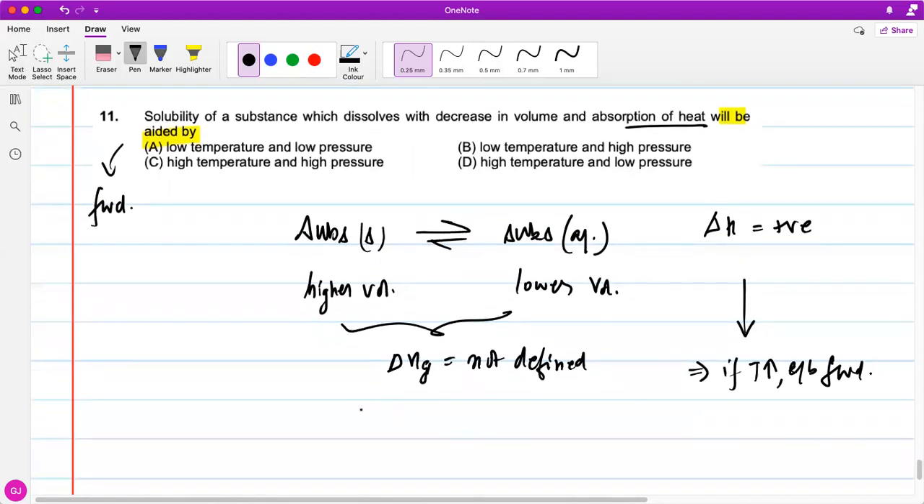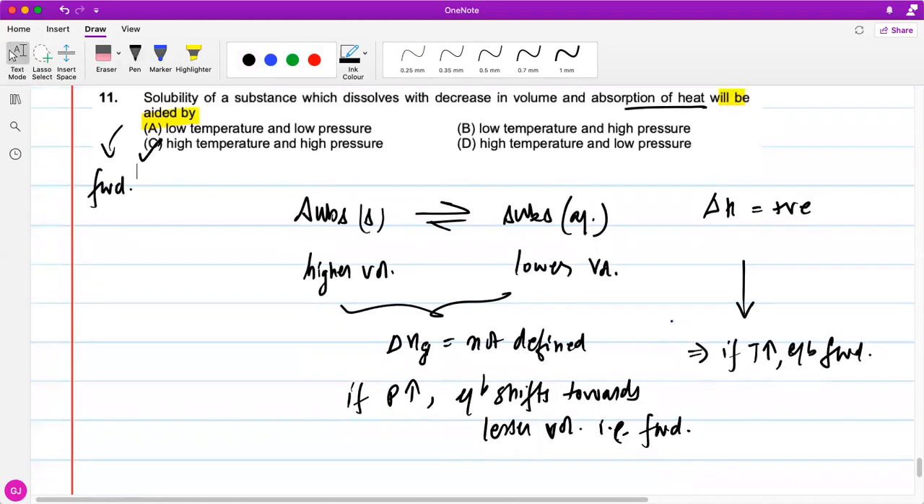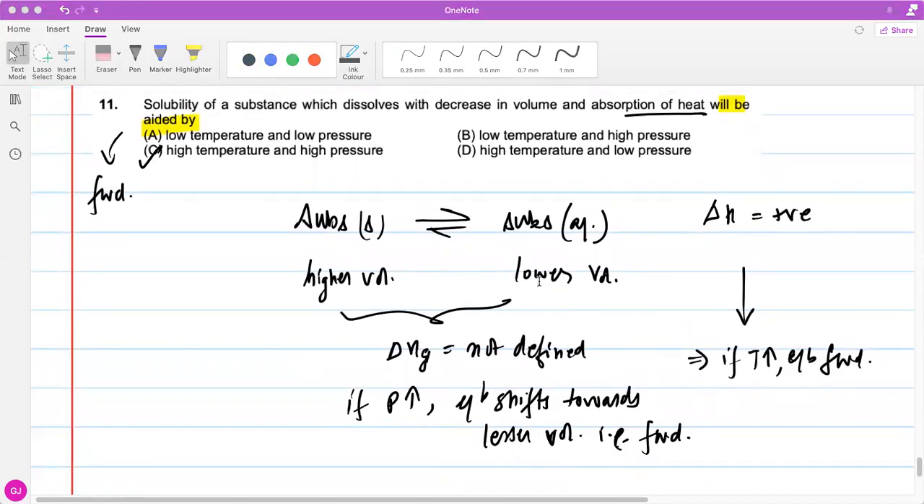What was the thought process that we had studied in class regarding pressure? That if pressure increases, equilibrium shifts towards lesser volume, or higher density. So yes, here lesser volume is on the right side, that is in the forward direction. So high pressure as well as high temperature, both are going to aid this equilibrium in the forward direction. Okay, then next question.